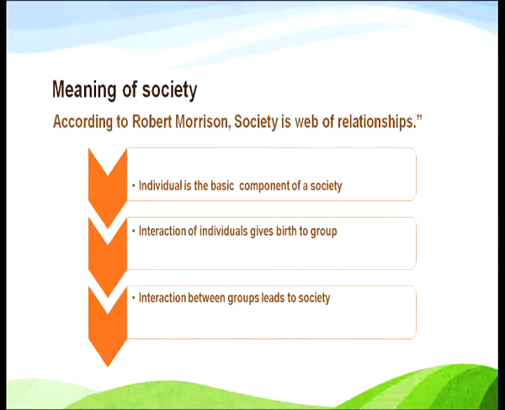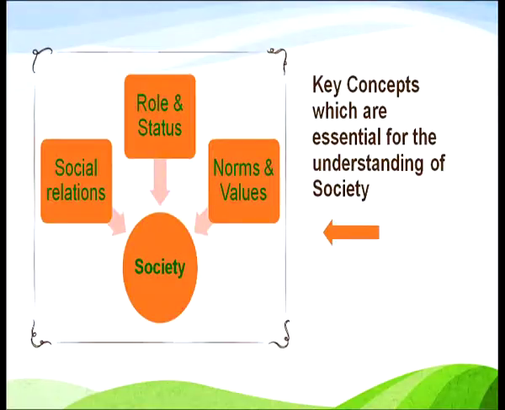When these individuals interact with each other, it gives birth to a group, and interaction between these groups develops a kind of relationship between them which ultimately leads to society. There are some key concepts which are very essential to understand if we want to understand the meaning of society. These key concepts are social relations, social role and status, norms and values.